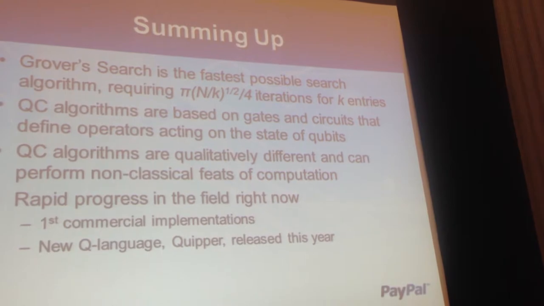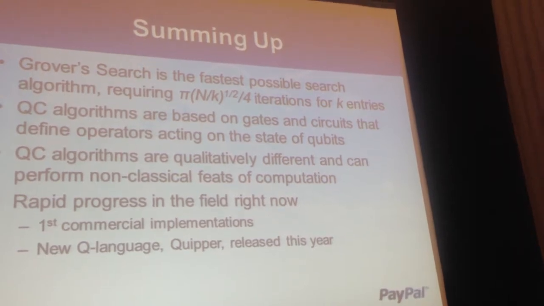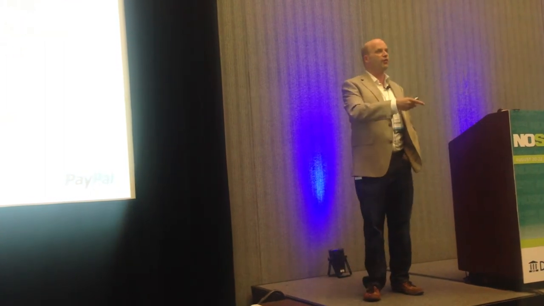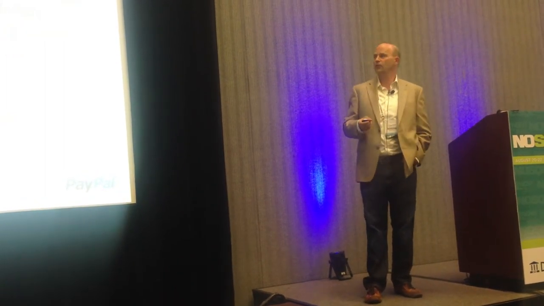Quantum computing algorithms are based on gates and circuits defining operators that change the state of qubits. These algorithms are qualitatively different. This is not your grandfather's computing. It's fundamentally different. If you can teleport something from one machine to another, that ought to give you the idea of just how crazy it is. I mean, goodbye network, right?